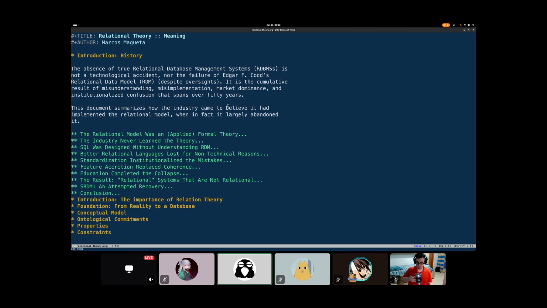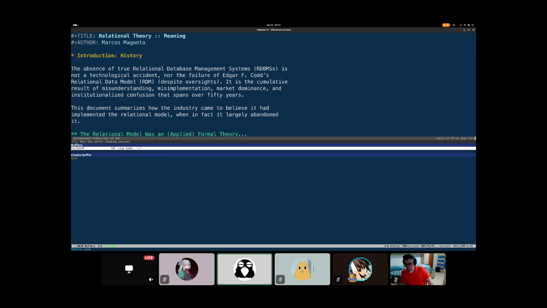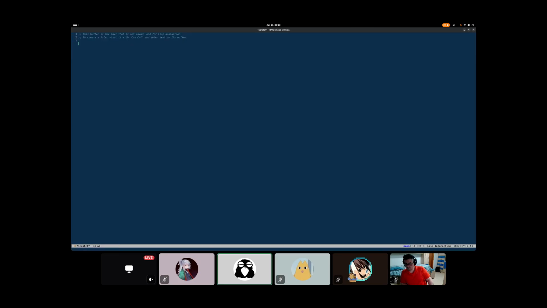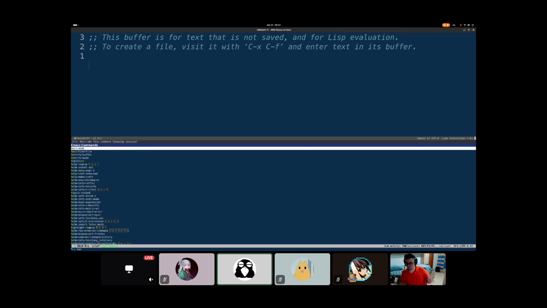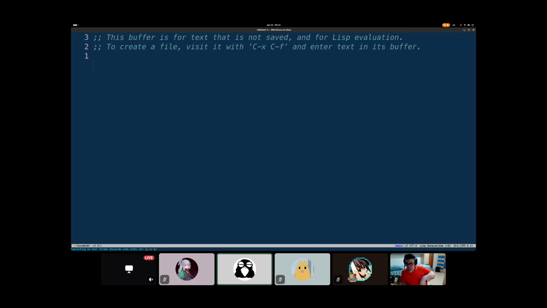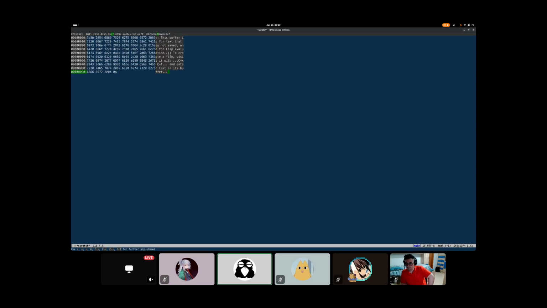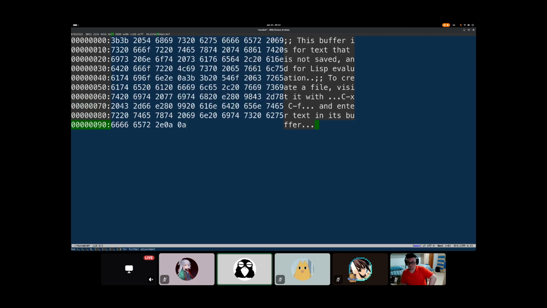I can look at this file here. Let me open another buffer. So, let me do this. Actually, let's do this. Scratch. There's some text here, right? There's some text on Emacs. If I change to hexl mode, there we go. Those are the bytes of a buffer in Emacs.